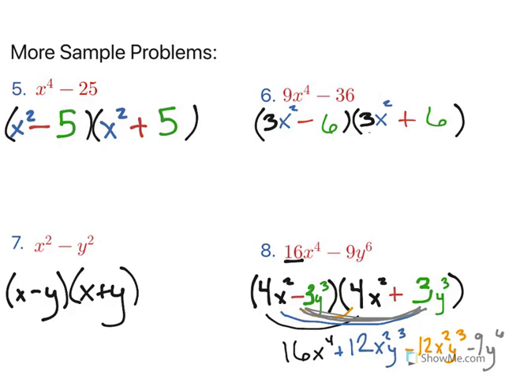So we've got this long expression. We have to remember that we can combine like terms. So in this expression, our like terms are our 12x squared y to the power of 3 and negative 12x squared y to the power of 3. Those would cancel out, equal 0, and we get our 16x to the power of 4 minus 9y to the power of 6. And our work is correct.